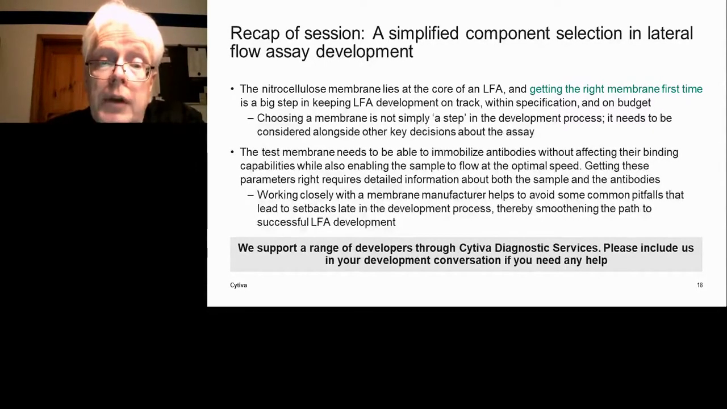And it makes a lot of sense to work closely with your membrane manufacturer to discuss common pitfalls, to discuss what can be done and what cannot be done with a given set of reagents, and perhaps to design in a membrane that's manufactured according to your needs.